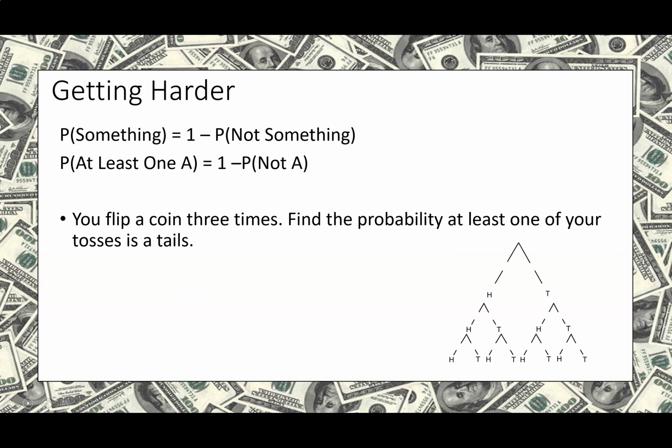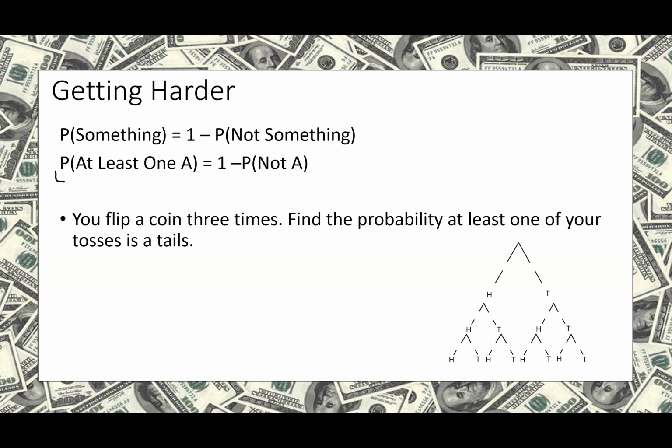Okay, let's try another one. You flip a coin 3 times, find the probability that at least one of your tosses is tails. All right. Well, this is interesting because now I'm not saying what's the probability of not something or using that formula. I'm now seeing this phrase, at least one of your tosses is a tails.